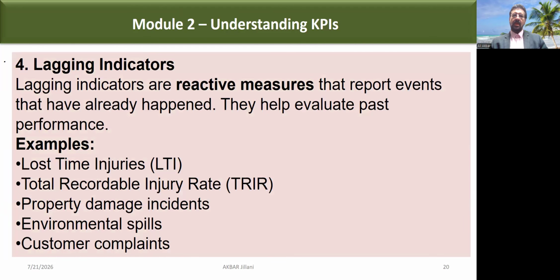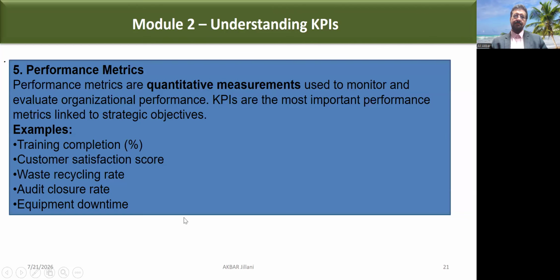Now, lagging indicators. Lagging indicators are reactive measures that report events that have already happened. They help evaluate past performance. Examples: Lost Time Injuries, LTI, Total Recordable Injury Rate, TRIR, property damage incidents, environmental spills, and customer complaints. This customer complaint is for quality.